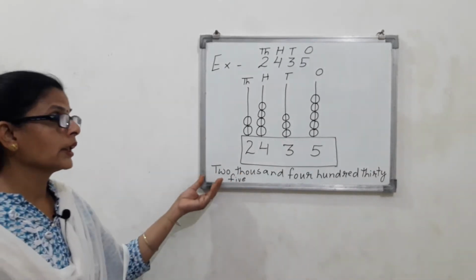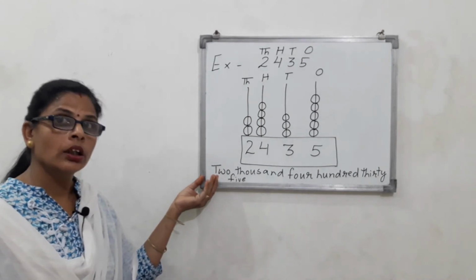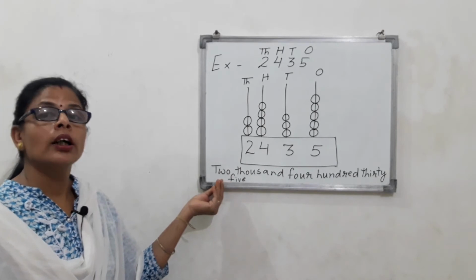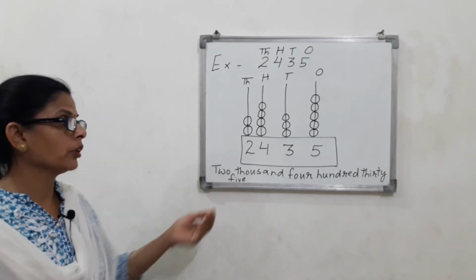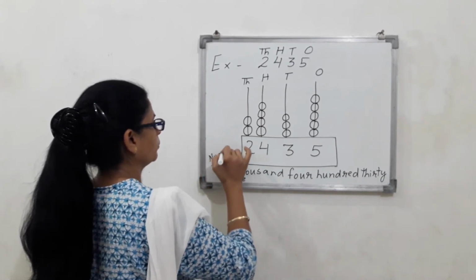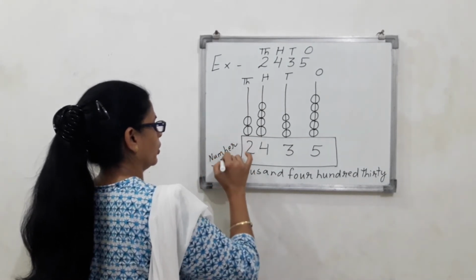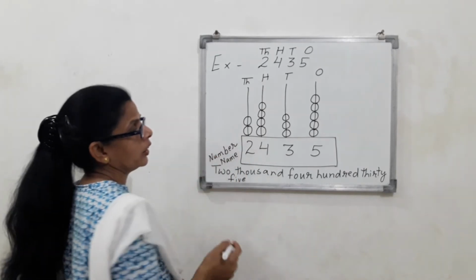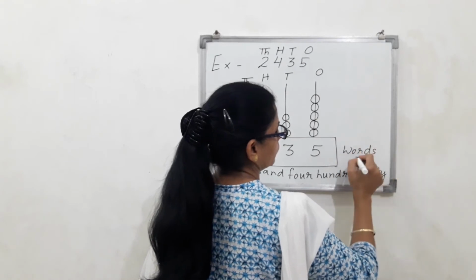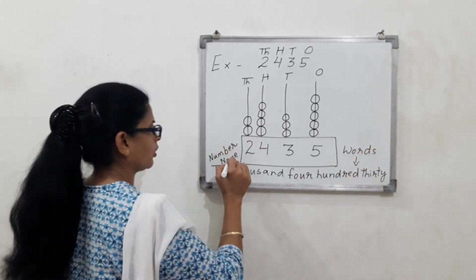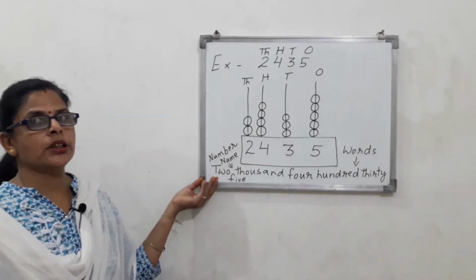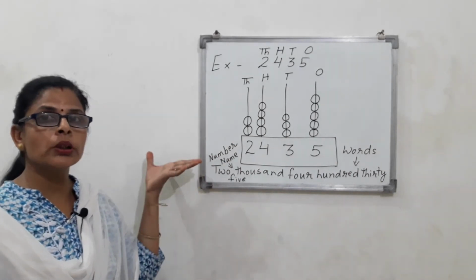When we write in English, this is called the number name, or we call it writing in words. This is called writing in words or writing the number name. Right? Now, if the number name is given, how do we write it in numerals?